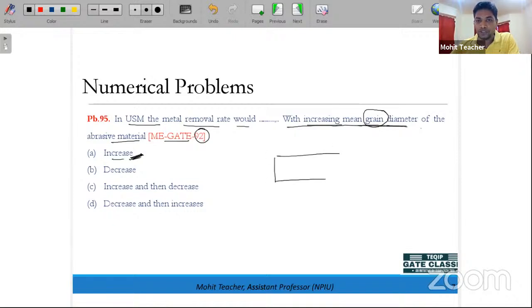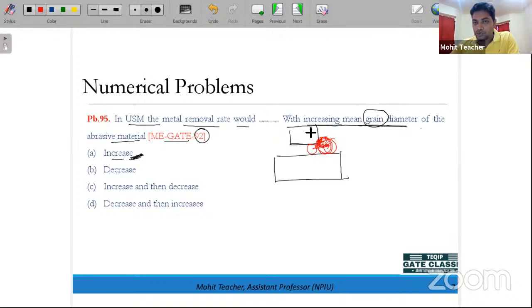In the example that I told you, this is the workpiece and this is the tool. There is a maximum size of abrasive grains you can use, only this much. If it increases from this one to this one, then what will happen? It will not insert inside. It will just try to come in contact with this material, like in this shape it will come in contact.